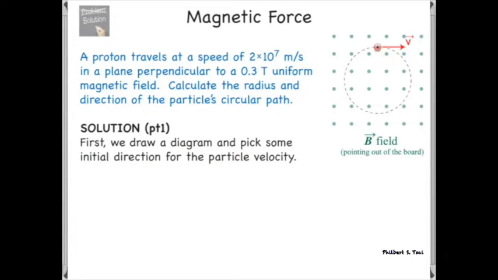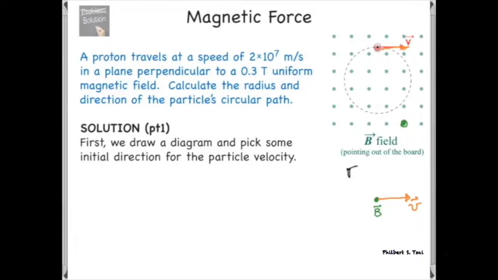Well, the first step is to draw a diagram, and we'll go ahead and make use of the figure that we already have. And we're going to pick some initial direction for the particle velocity. In this case, we're going to draw the particle moving to the right here, so that it is perpendicular to the B field, which we have drawn coming out of the board towards us. We therefore have a B field that is pointing out of the board, while we have a velocity vector that is pointing to the right.